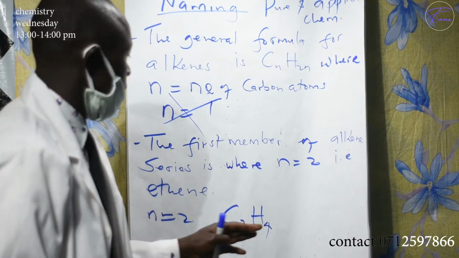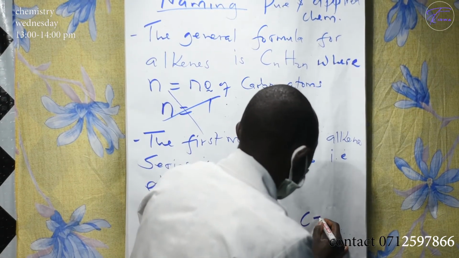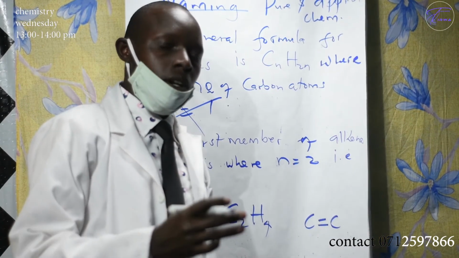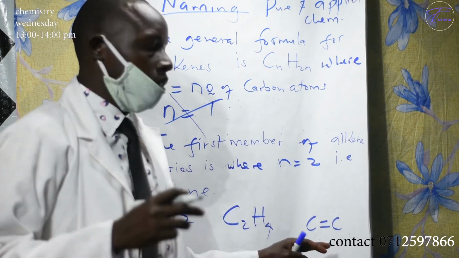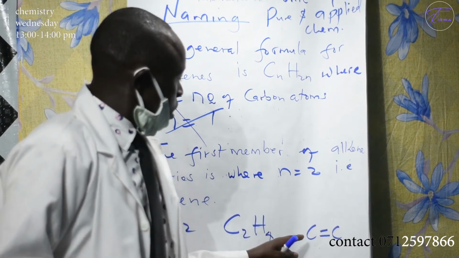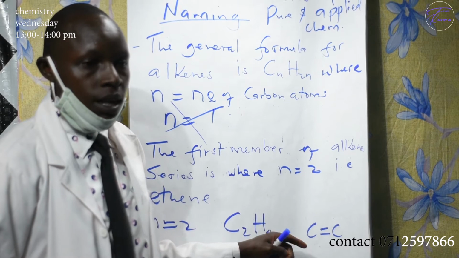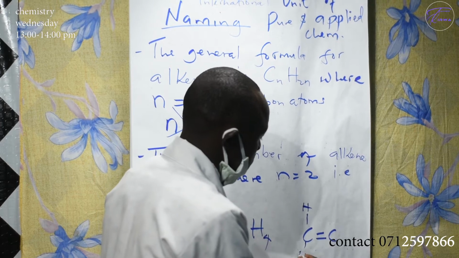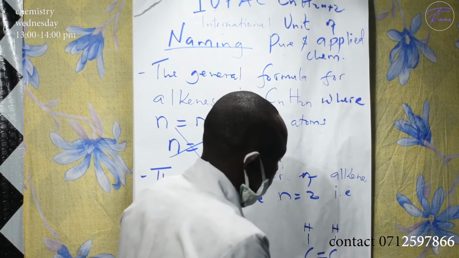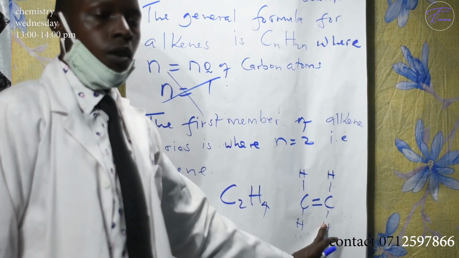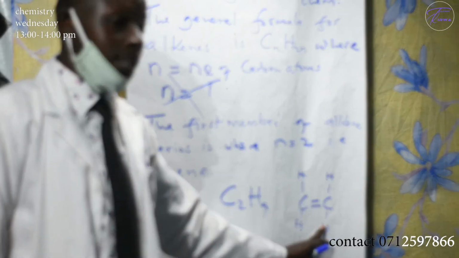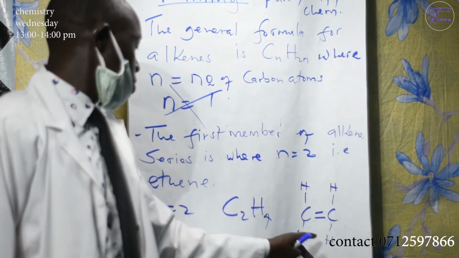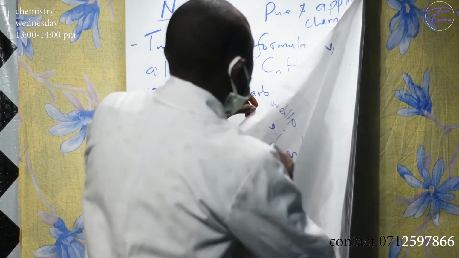The structural formula, we have said we have carbon, double bond carbon. And then you remember we said carbon is tetravalent. So because carbon is tetravalent, we need to have 4 covalent bonds around every carbon atom. So this will be 1, 2, 3, 4, 1, 2, 3, 4. So that is the structural formula of the first alkene member, that is ethene. So we have a double bond and then 4 hydrogens. So C2H4.